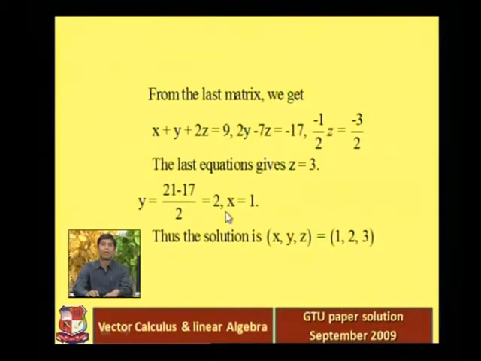So y is equal to 2, and putting the values of y and z in the first equation, you will get x is equal to 1, easily. So here is the solution. x, y, z is equal to 1, 2, 3. The value of x is 1, the value of y is 2, and the value of z is 3, right? So it's quite easy, and this question is worth 4 marks. So here the solution is complete, and now the next question.